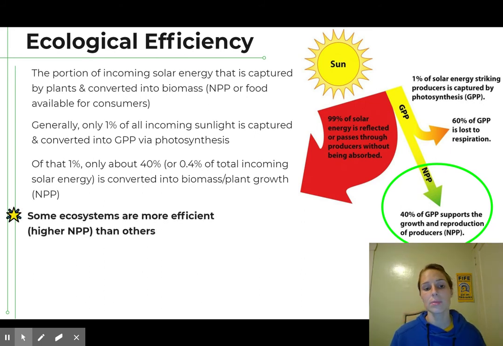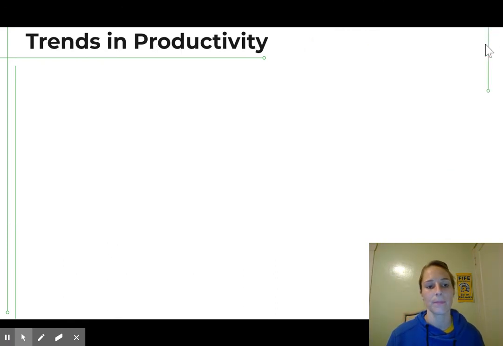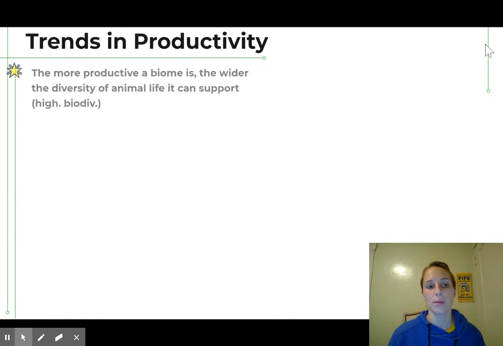Now, some ecosystems are going to be more efficient, so they will have a higher net productivity than others. So these numbers that I'm giving you are more estimates or averages. It's not an exact rule that every single ecosystem in every single situation will follow. So keep in mind that some are a bit more efficient than this. But we do see trends in productivity.